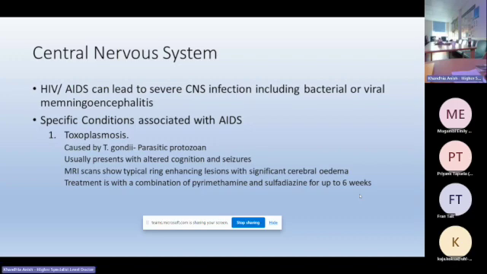Toxoplasmosis is caused by Toxoplasma gondii. It's a parasitic protozoan, and it usually presents with altered sensorium and seizures. So we may well be called down to places like ACB or to IDU for a patient in status epilepticus. The MRI scan for these patients shows a really typical ring-enhancing lesion with very significant cerebral edema. Treatment, again, is a combination of pyrimethamine and sulfadiazine for up to 6 weeks.